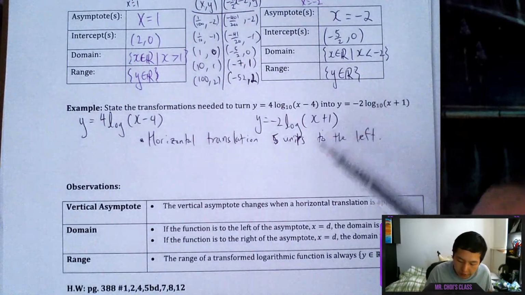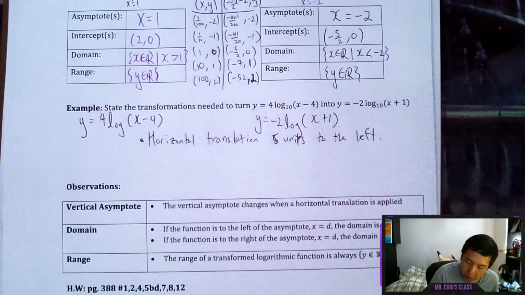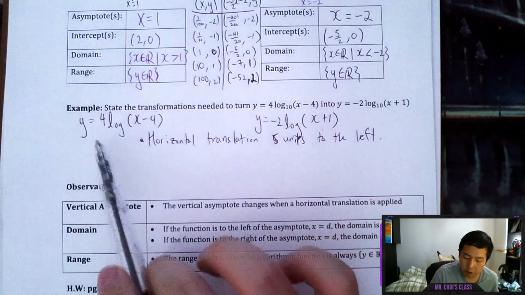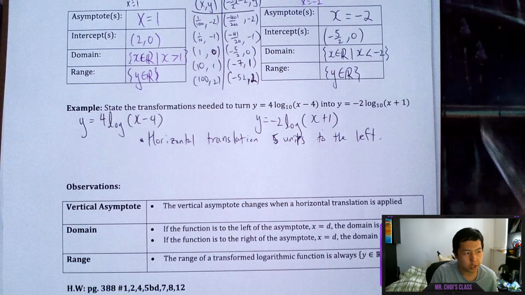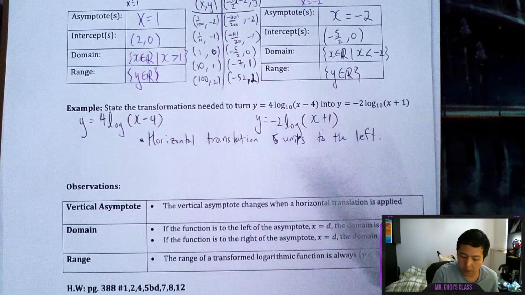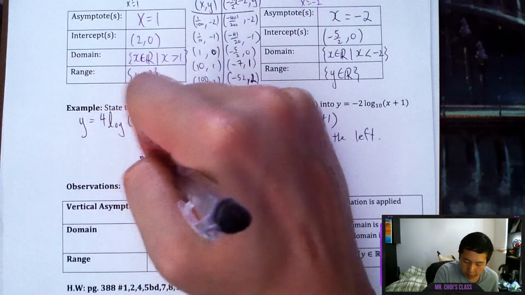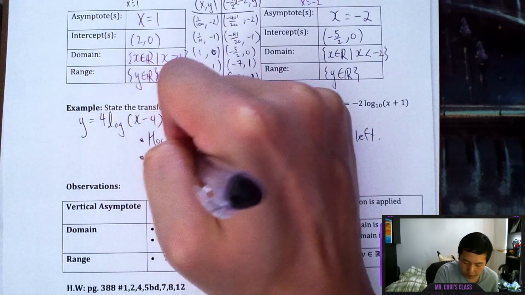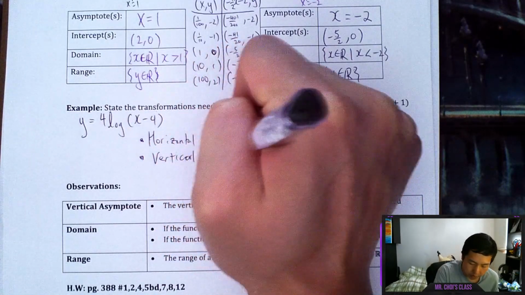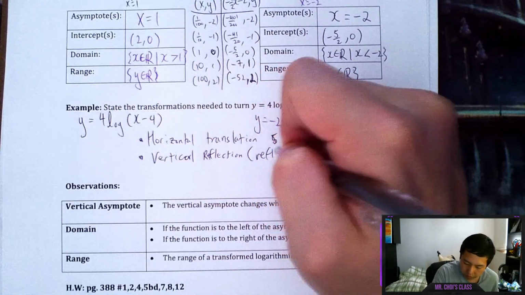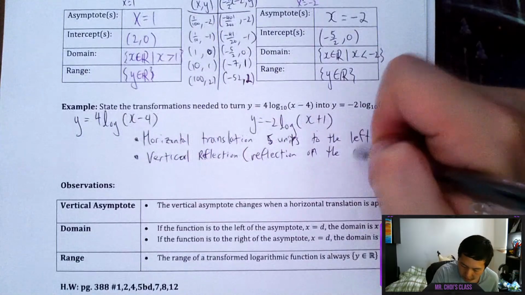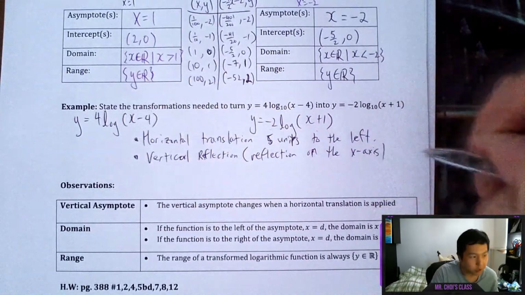Then we look for any other similarities. They both don't have horizontal stretch or compression. They both don't have vertical shift, but they do both have vertical stretch and compression. Main first thing that we see is this one does not have a negative while this one does, which means we need to apply a vertical reflection. And if you don't like writing it that way, we can write in brackets reflection on the x-axis. This is essentially what we're doing.